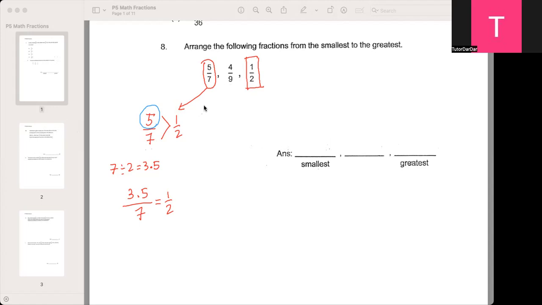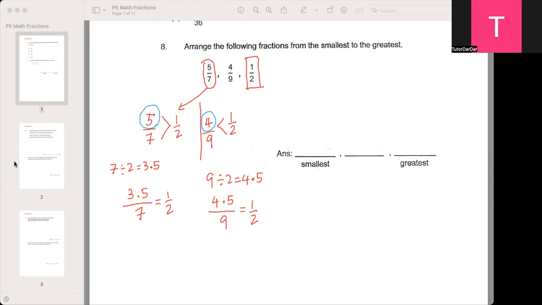Now, let's look at 4/9. This is smaller than half. Why? Because 9 divided by 2 is equal to 4.5. So if you have 4.5 out of 9, this is exactly half. But now, look at this number, which is 4. It is lesser than this 4.5. That's why this fraction 4/9 is lesser than half. And this one is half itself.